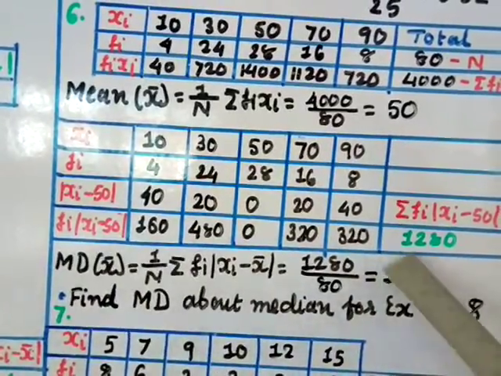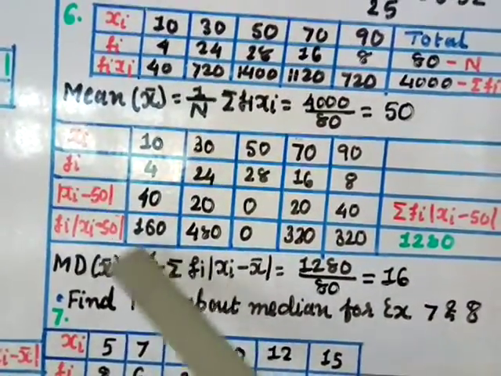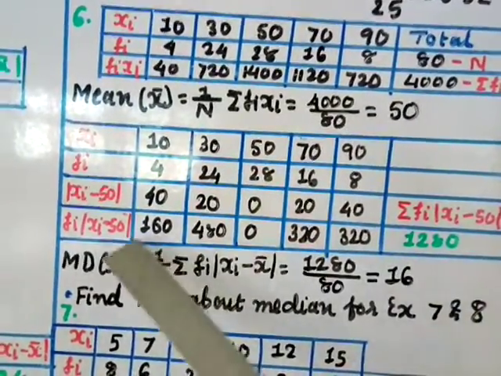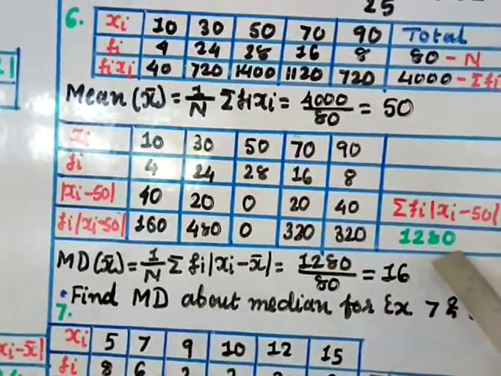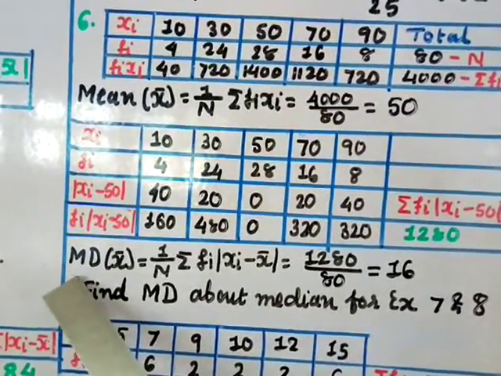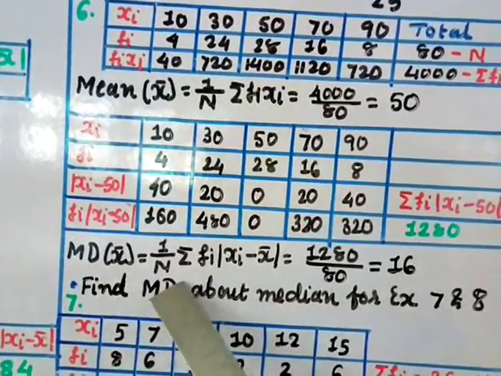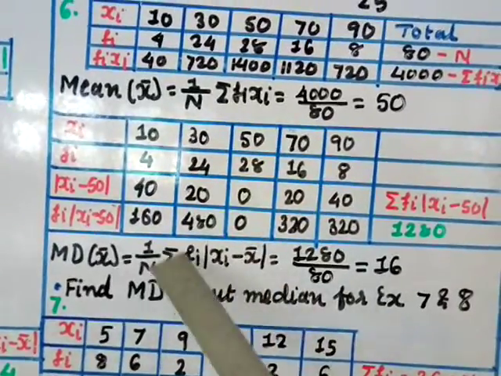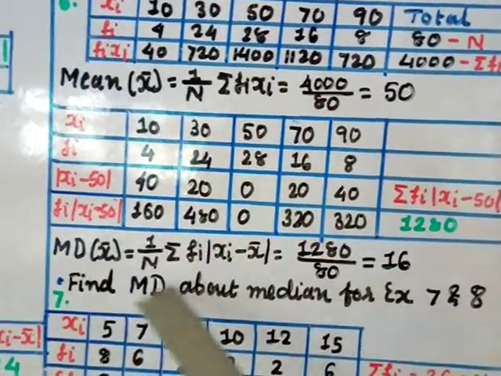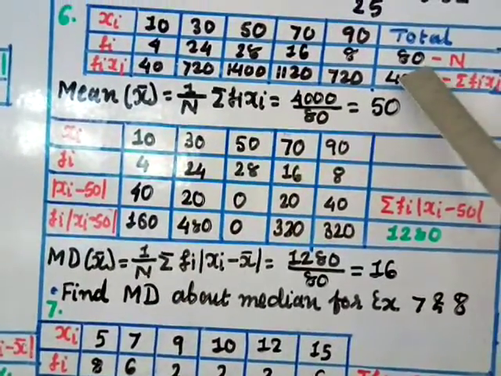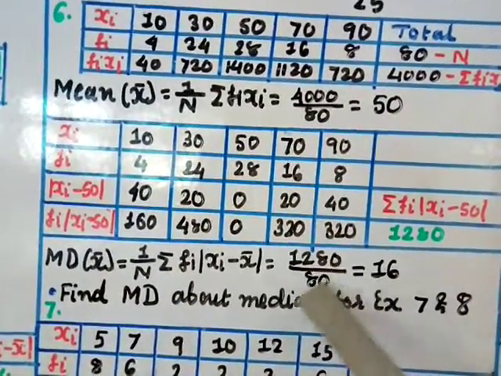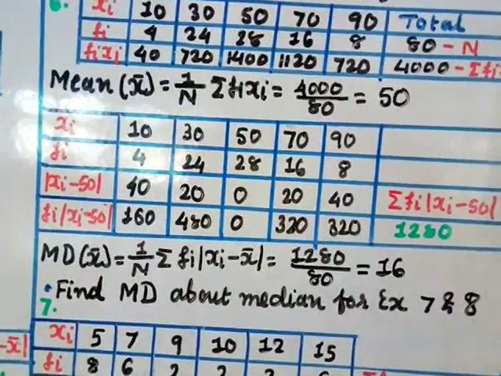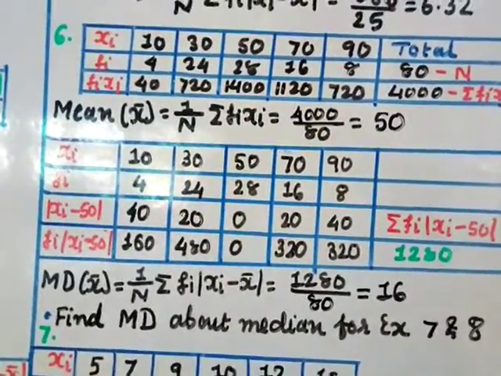Now find the sum total, because you require sigma. So the sum total, that is sigma fi modulus of xi minus 50, of these is 1280. So the mean deviation about x bar equals 1 by n sigma fi modulus of xi minus x bar, equal to 1280, and n we found before, that is 80. So divide by 80, cut 0 and then cut by 8, you get 16. So this is the mean deviation about the mean.